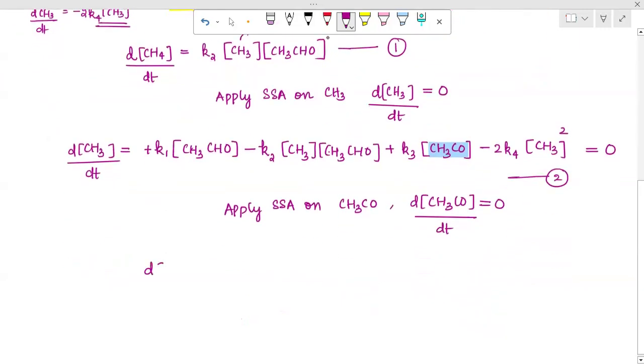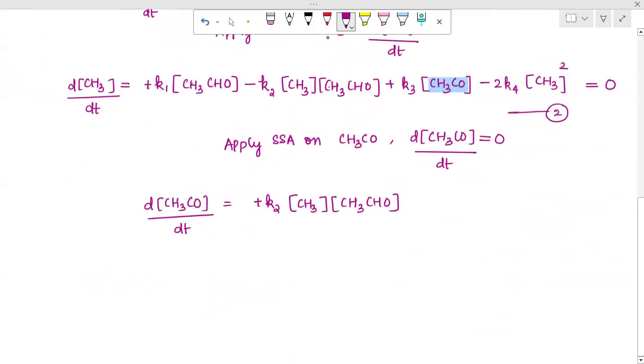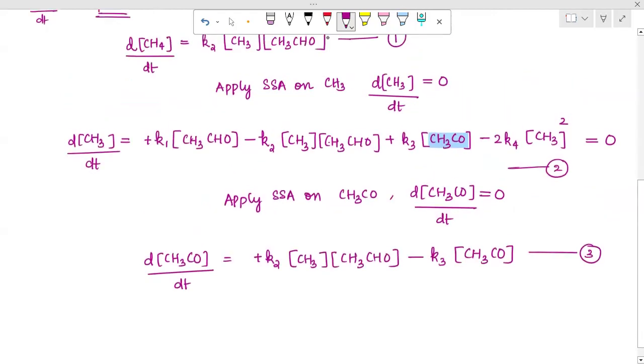So let's write it down. d[CH3CO]/dt is equal to plus K2 [CH3][CH3CHO]. And in the third step, it is disappearing, and that one itself is the reactant. So if it is disappearing, you will put minus K3[CH3CO]. Now I label this as equation number 3. Now we know this is also equal to 0 because we have applied steady state approximation.